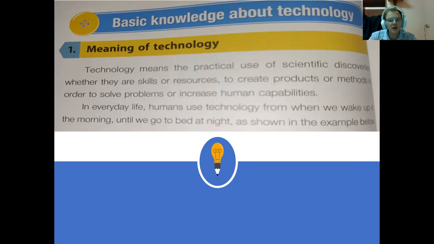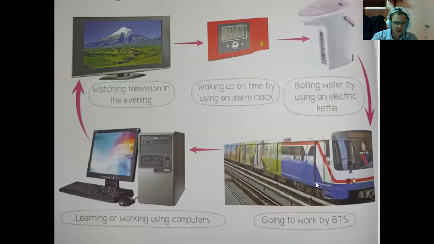In everyday life, humans use technology from when we wake up in the morning until when we go to bed at night, as shown in the example below. These are just a quick example of types of technology that we use. In the morning, we wake up using an alarm clock. It's a part of technology. We use a kettle or an urn to boil some water, to make a cup of coffee or tea.